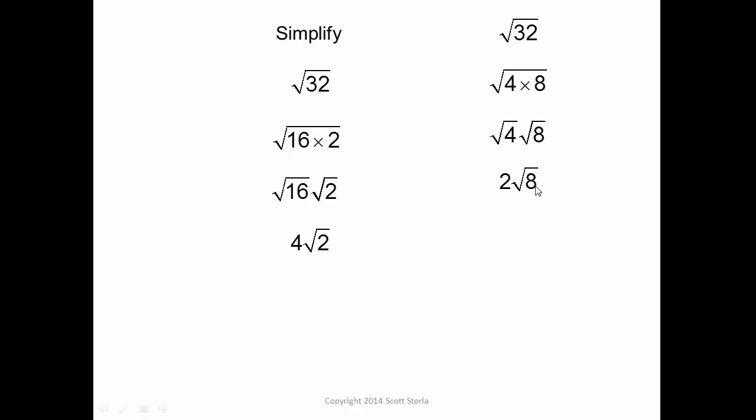And the reason they aren't is you now have to continue and recognize that the square root of 8 can itself be written as 4 times 2. And then we continue with the product property, and now we have 2 factors of 2, which gives us 4 square roots of 2. Now they are the same, but it took us a lot more steps to get there.